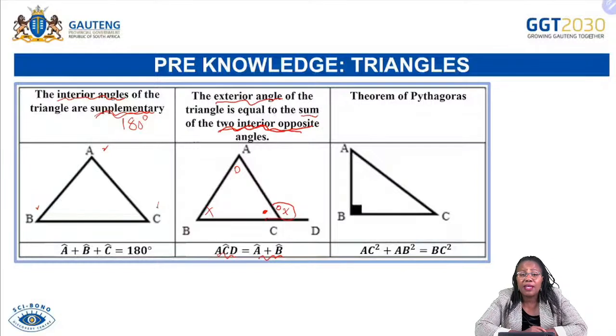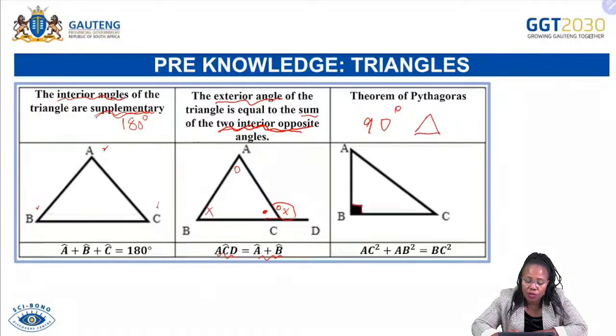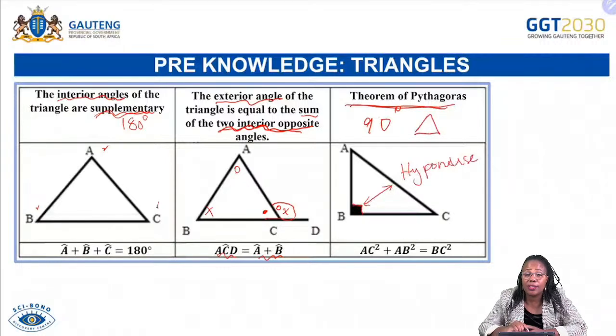And then the theorem of Pythagoras. Now you cannot apply Pythagoras if you don't have a 90 degrees triangle. Firstly, you must check that the triangle that you are having is a 90 degrees one. There must be a curve that is showing that this is 90. It's only then that you can apply Pythagoras. What does Pythagoras state now? It says the hypotenuse side. Which side is the hypotenuse? That is the side opposite the 90 degrees. This is our hypotenuse side. A side opposite 90 degrees.